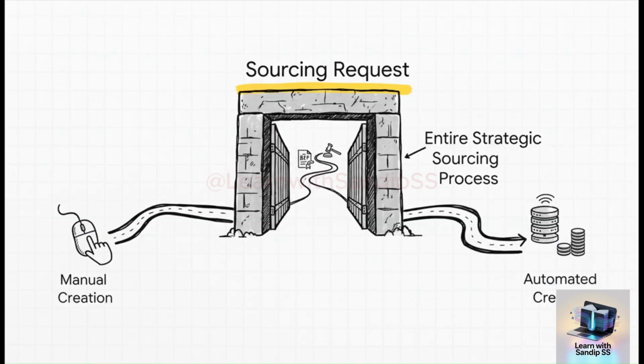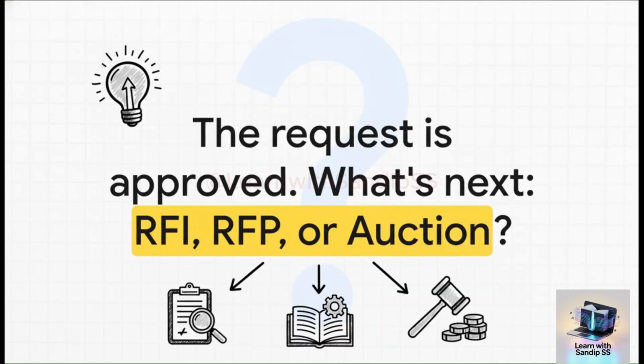So if there's one thing you take away from all this, it's this. The sourcing request is the absolute critical, can't skip it, first step. It doesn't matter if it starts with a person clicking a button or an automated signal from another system, it is the official gatekeeper for the entire sourcing process. And that, of course, leaves us with the big question. The request is approved, the project is ready to be built. So, what's next on the agenda for that event manager? Do they start with a simple request for information, a full-blown request for proposal, or do they just go straight to an auction? Well, that's a whole other explainer for another day.